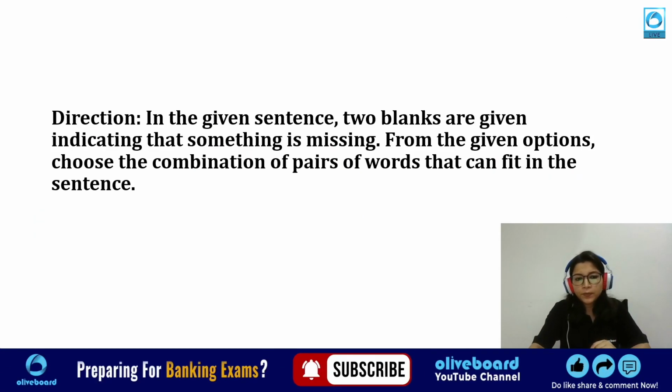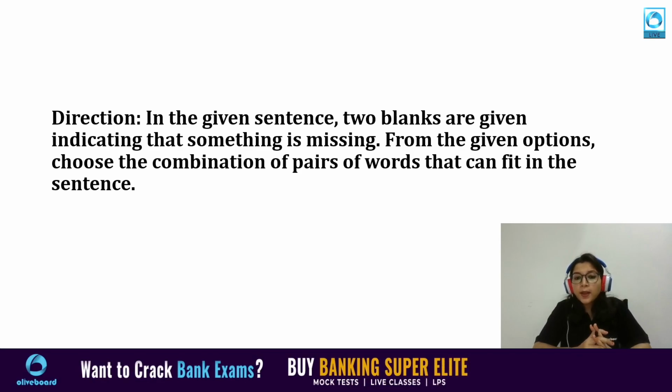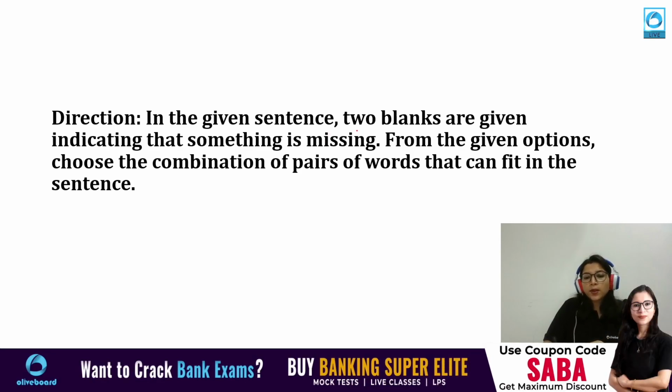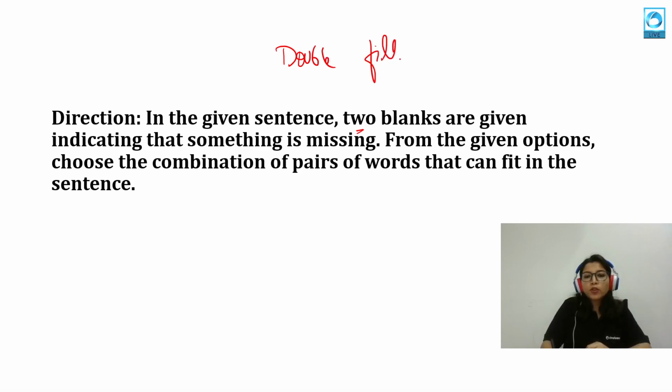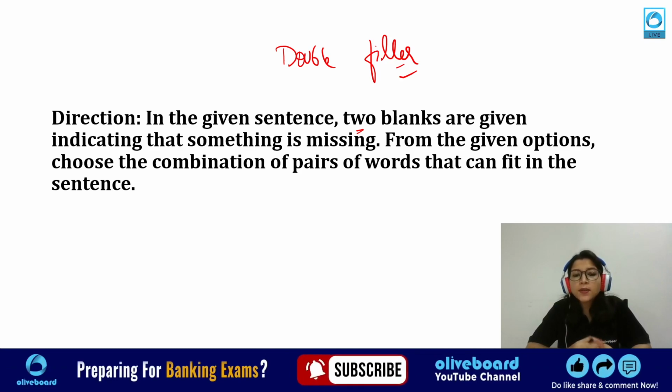Next. Now again direction is changed here. फिर से direction क्या हो गया? Change हो गया. In the given sentence, 2 blanks are here given. Now here it's a question of double filler. ये किसका question हो गया? Double filler का. Okay. 2 blanks are given indicating that something is missing.